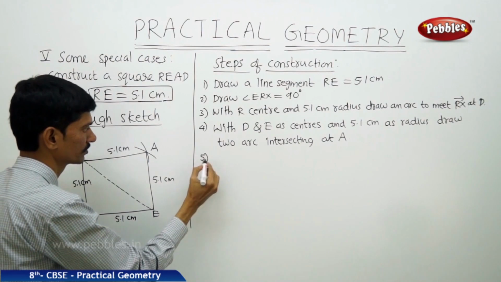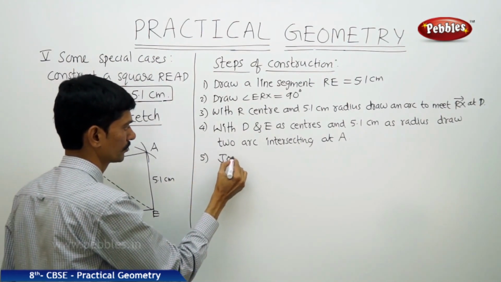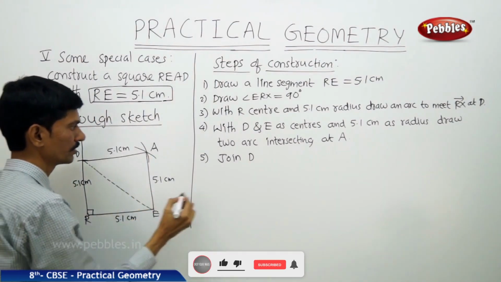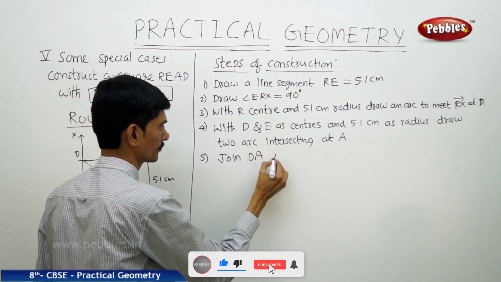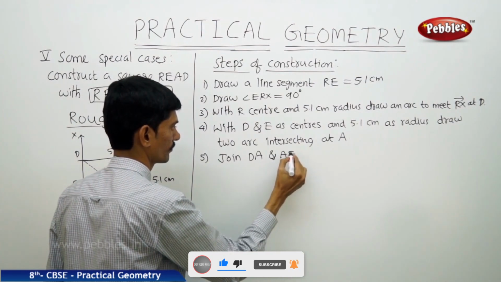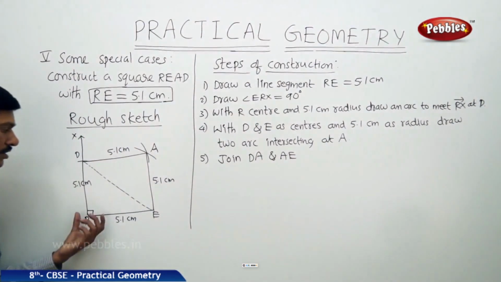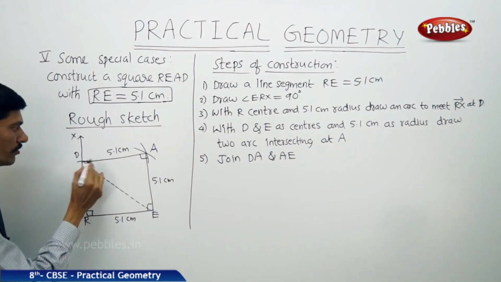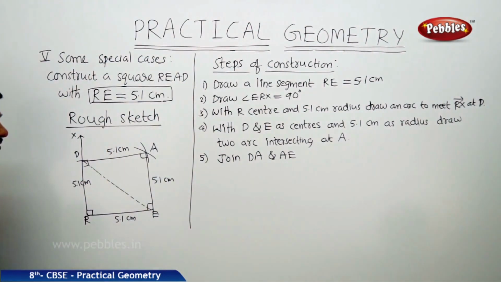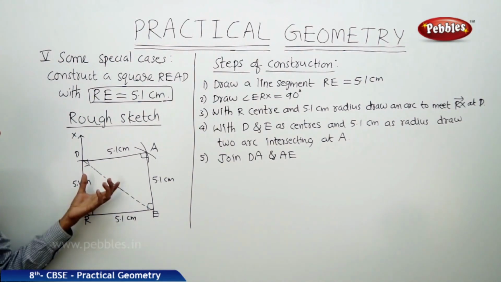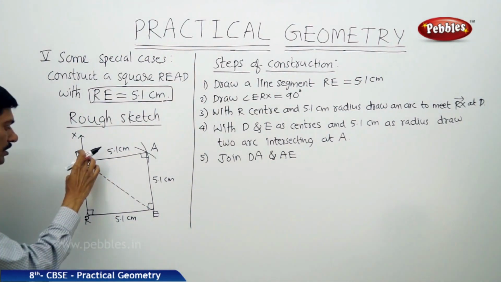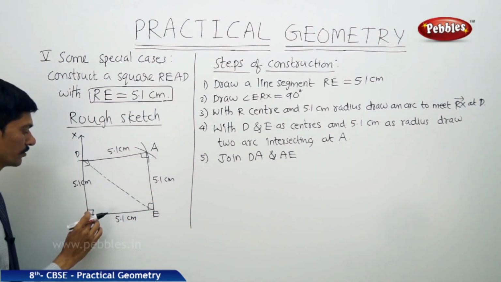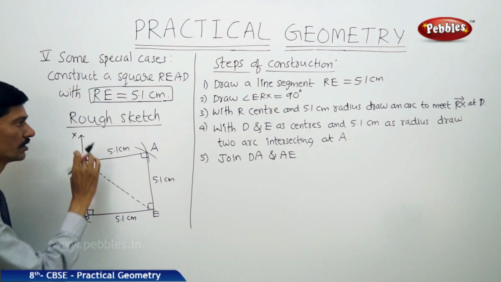Now the fifth step is join DA and AE. So if you measure each angle of the square, it will be a right angle, and here each side will be 5.1 centimeters. So this is the required square READ.